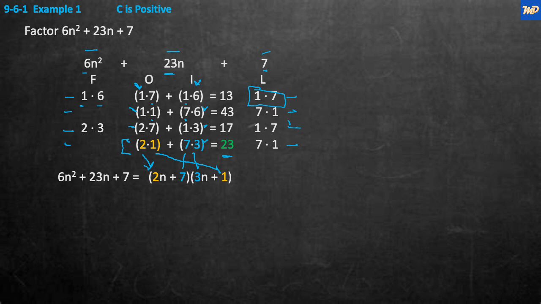You can check it. You can go back and say 2n times 3n is 6n squared. 2n times 1 is 2n. 7 times 3n is 21n. 21 plus 2 is 23. And 7 times 1 is 7.